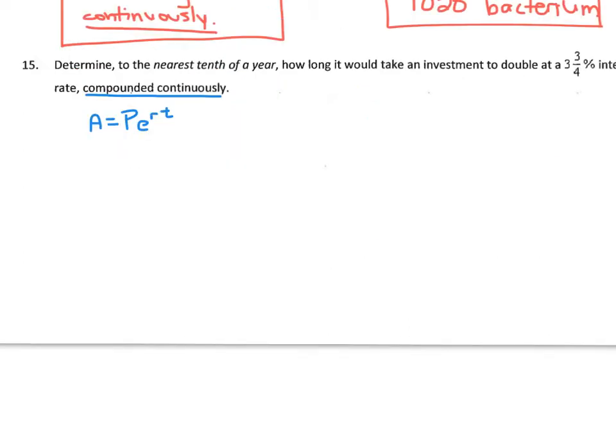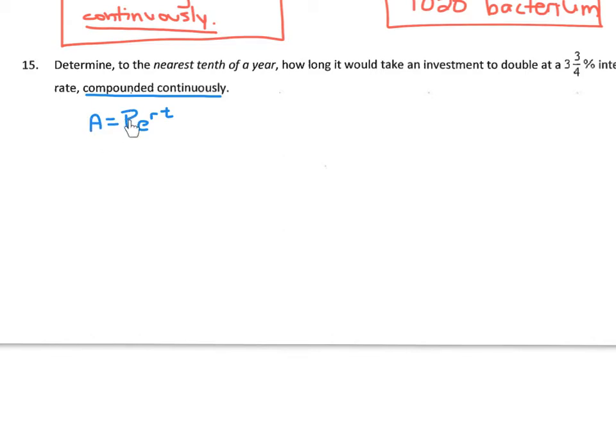Okay, so in number 15, again, they're talking about compounded continuously, so we're going to be using our A-P-E-R-T formula. All right, so it says determine to the nearest tenth of a year how long it would take an investment to double at 3.34% interest, compounded continuously. Now, they're not telling us how much we started off with, so you can pick any number you want. Like if you pick, let's say, $100 to start, and you doubled that, you would put $200 here. Let's say you picked $1,000 to start off with for P. Well, if you doubled that, you would put $2,000 here.